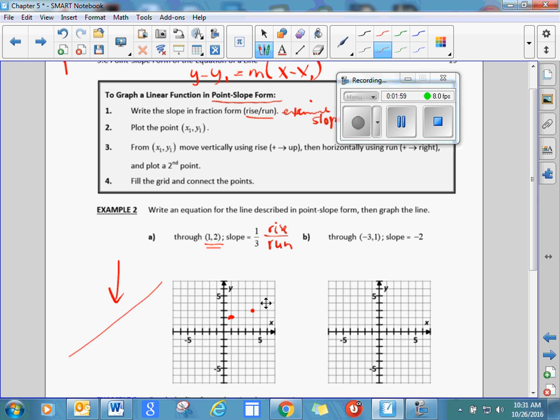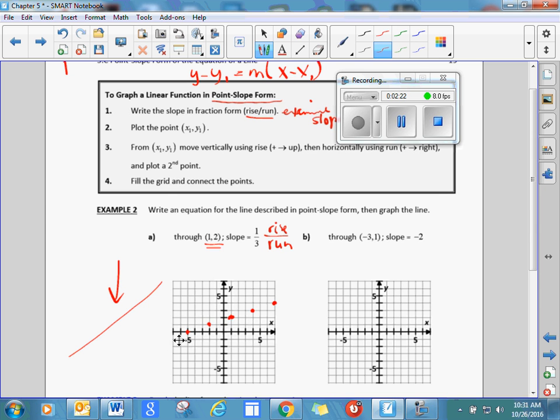Rise up 1, run 3, and if I want to go back the other way, I can go down 1 and 3 to the left. 1, 2, 3, down 1. Am I on negative? Let's see. Down 1, 1, 2, 3. I guess I'm right maybe there at negative 5. Down 1, 1, 2, and I'm off the graph.